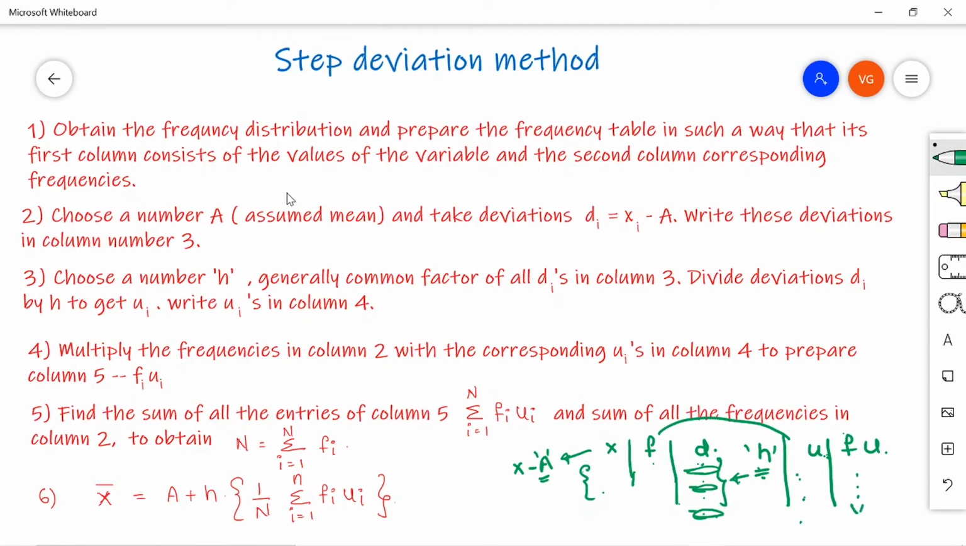Now finally you will be taking the sum of all these fu. The sum of the frequencies gives the value of n. Then use this formula: a plus h into 1 by n, sigma i running from 1 to n, fi ui. See, I will make it clear for you. Here there are totally 5 columns. In the first method, that is the direct method, you will be multiplying f and x, right? And in the second method, you will be multiplying f and d. In the third method, you are multiplying f and u, right? So you are making the procedure more simplified by taking the common factors.